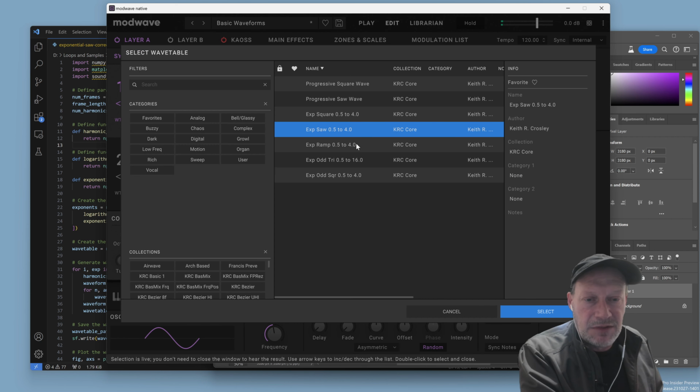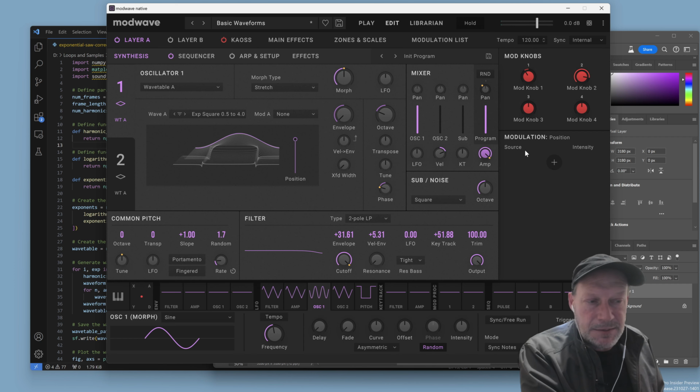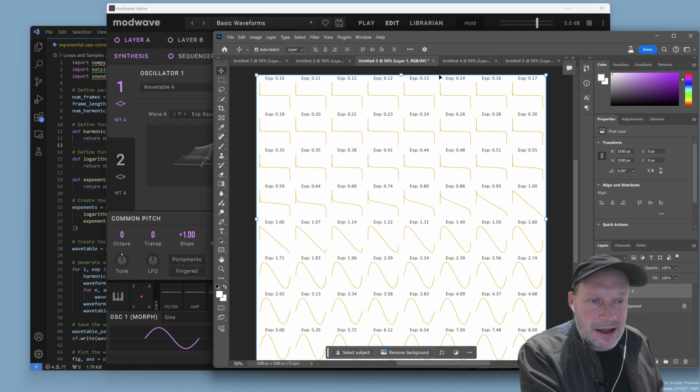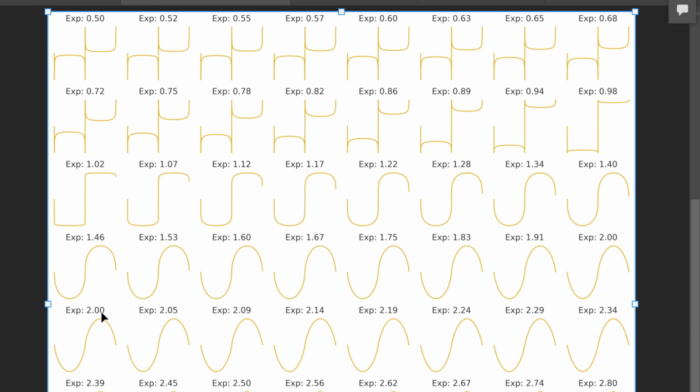And we can do the same thing with the square wave. So when we do this experiment with the square wave, I've got a plot here that shows that. This is what happens. So you'll see that right around 1.0, we've got something where the exponent is 102, but it's basically the square wave.